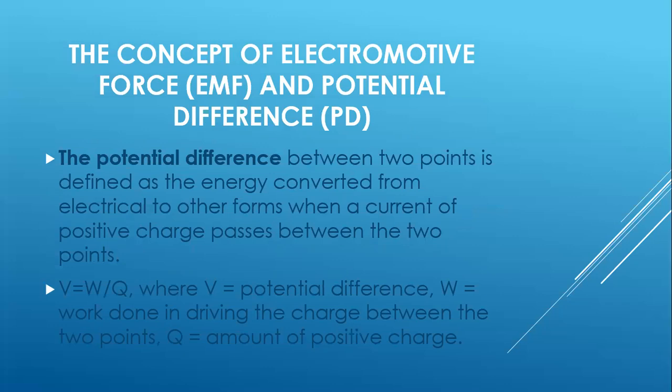The potential difference between the 2 points can also be defined as the energy converted from electrical to other forms when a current of positive charge passes between the 2 points. You can obtain this by saying that V equals W over Q, whereby V is the potential difference, W is the work done in driving the charge between the 2 points, and Q is the amount of the positive charge. So you can get the potential difference by taking the work done in driving the charge between the 2 points upon the amount of the positive charge.